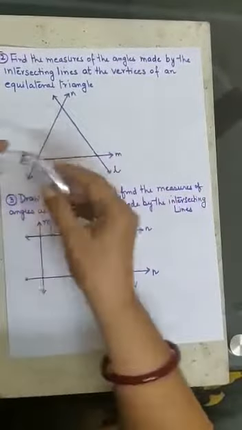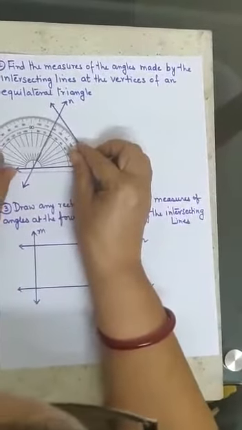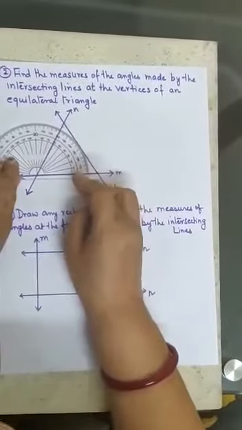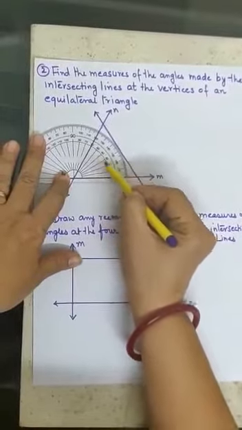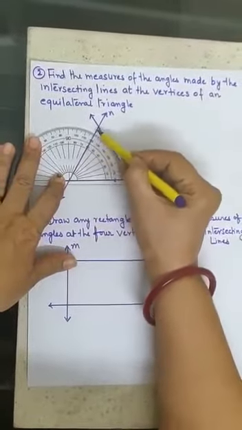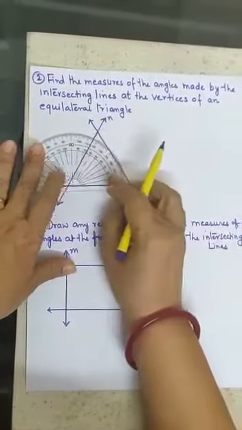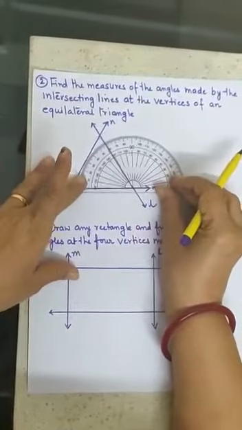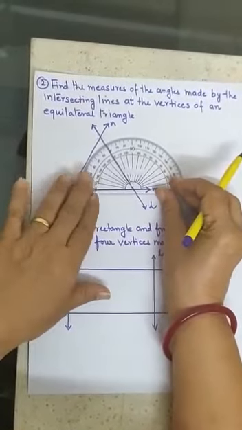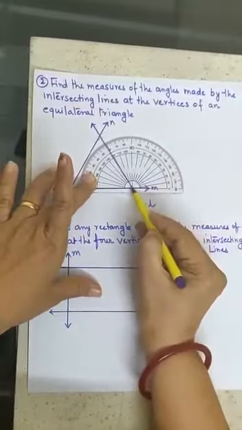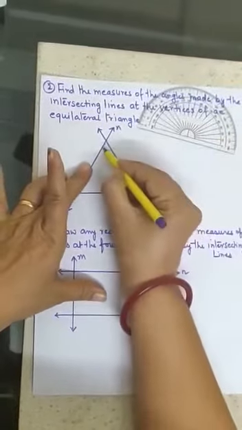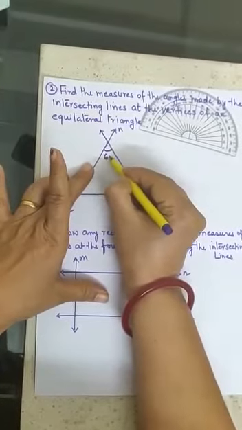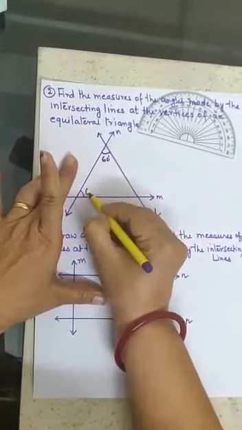Let us take the protractor and measure it. The measure of this angle is 60 degrees. See here, this is 60 degree. Now if we measure again this angle, this one, this again comes out to be 60 degree. Similarly, if you measure this angle, this also will come out to be 60 degree.